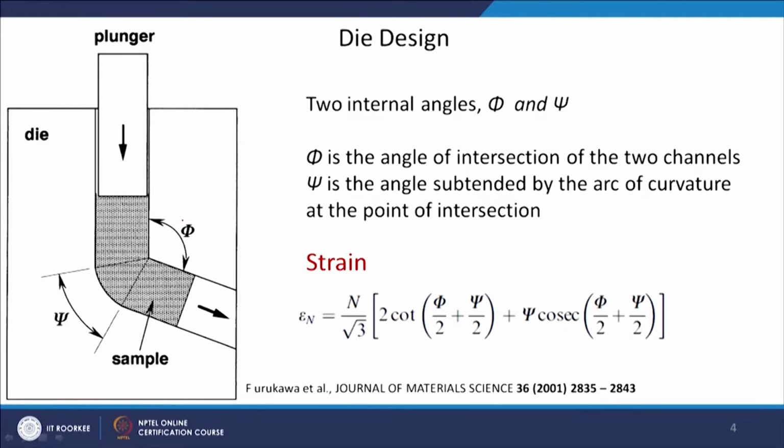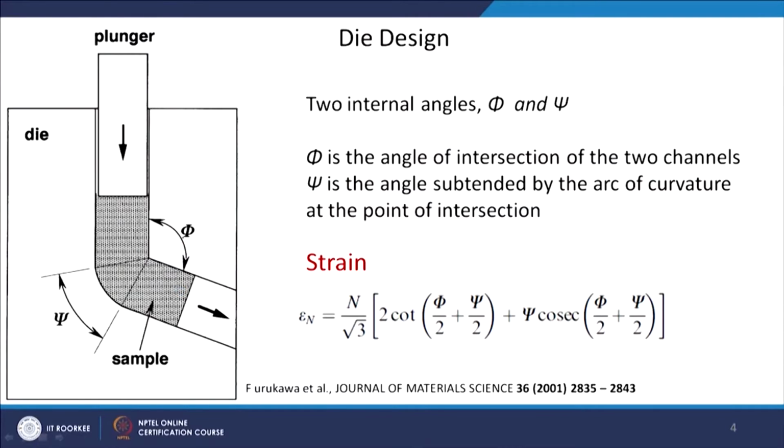Now, the complexities will start coming in. So, we have to define a few parameters for the die here. For example, the die is shown here and there are 2 angles shown here, one is angle phi and another is angle psi.